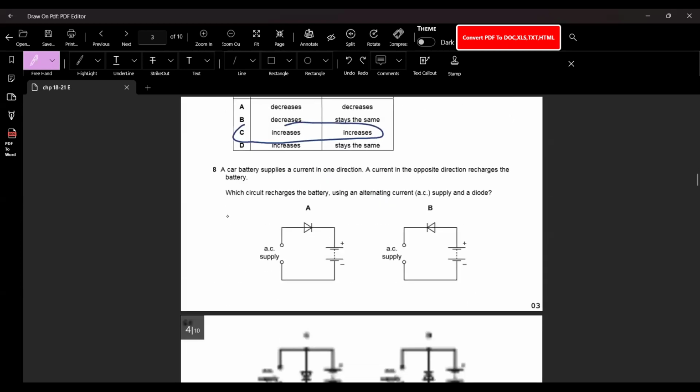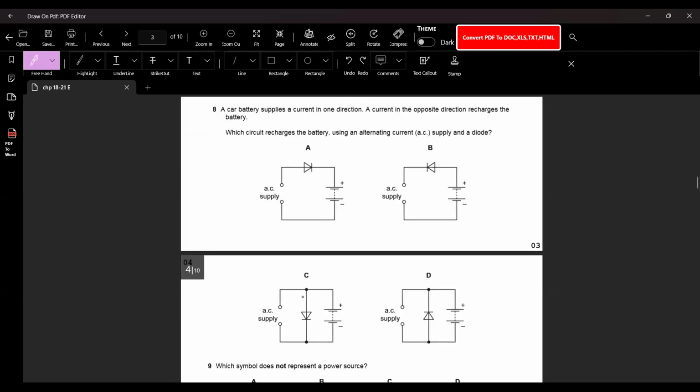Then we have a car battery. We have an AC supply, we have a battery. A car supplies a current in one direction, and a current in the opposite direction recharges the battery. So in the opposite direction, which means the direction of the diode should be opposite.